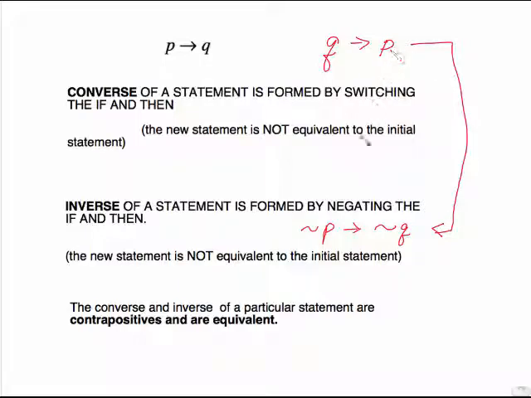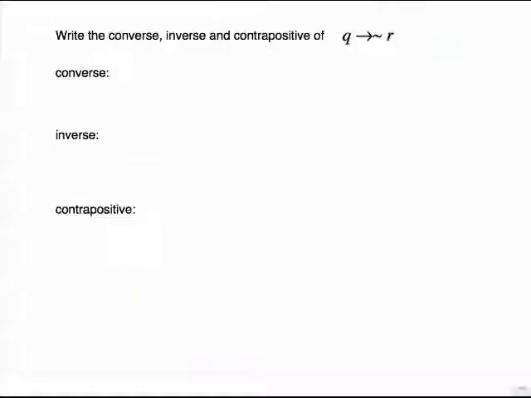See, the P went to the front and got negated. The Q went to the back and got negated. And they are equivalent because they are the contrapositives. But the converse is not equivalent to the original statement, and the inverse is not equivalent to the original statement.